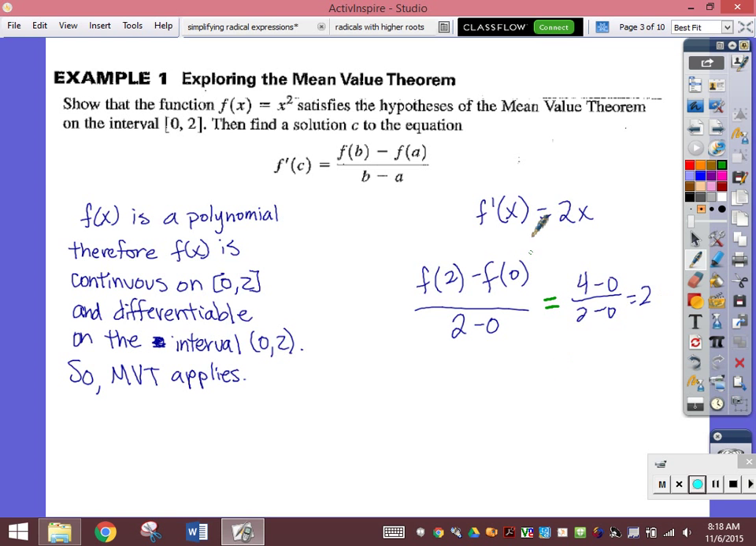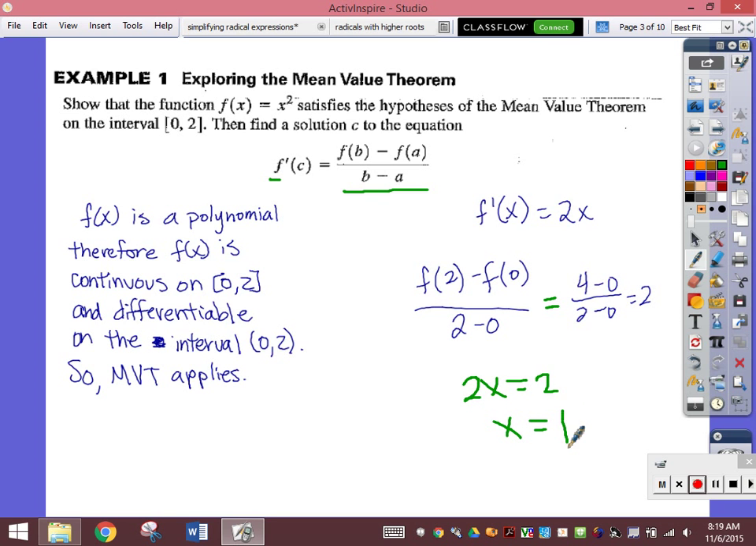2. So I have my f prime, I have my difference quotient, that's what this is called. And just so that you're relating these to the other concepts, this is the instantaneous rate of change, this is the average rate of change, this is the slope of the tangent line, this is the slope of the secant line. So it means many different things. But what I'm looking for is the c value where these two are equivalent. So I would set 2x equal to 2, and then I would solve, so x would equal 1.